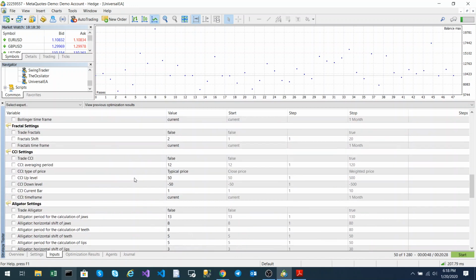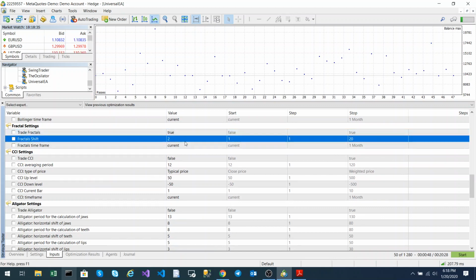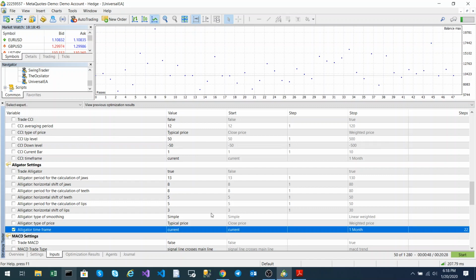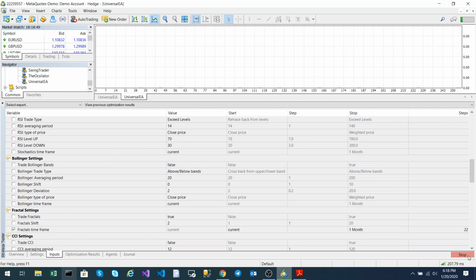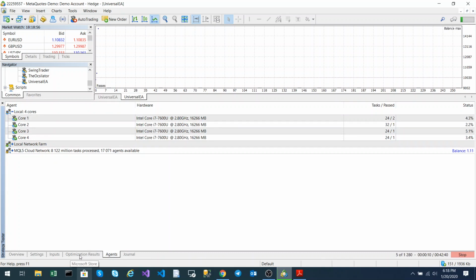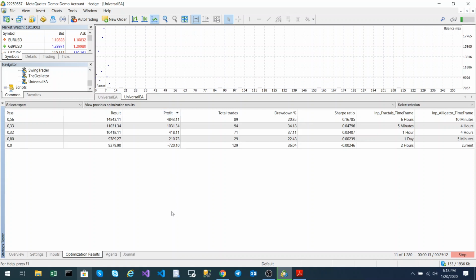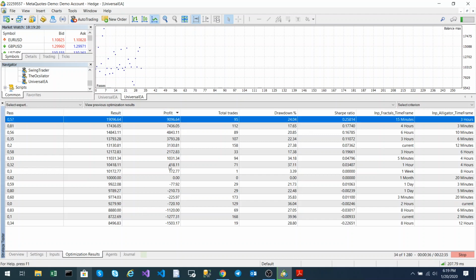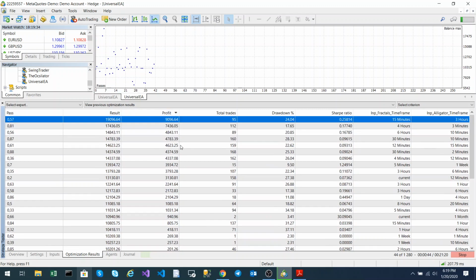So let's see. We'll trade the fractals and we'll keep it to two fractals back. And we'll trade the alligator. And we set the time frame. So we'll decide which time frame to use. And let's run that. So you could see there's already some profitable configurations. So we'll just run it a few more seconds. So already we've got 90% return. So I'm just going to stop it at that.